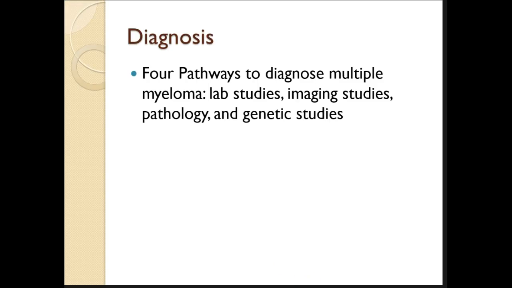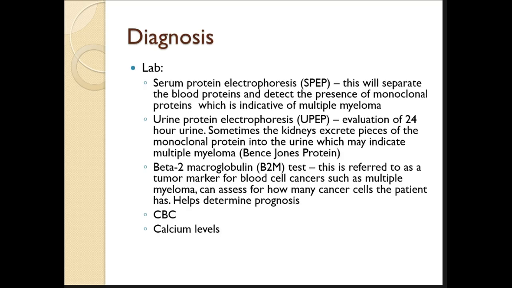There are 4 pathways to diagnose multiple myeloma. We do our lab studies, imaging studies, pathology, and our genetic studies. In our lab, we look at our serum protein electrophoresis, which separates out the blood proteins and detects the presence of monoclonal proteins, which is indicative of multiple myeloma. A urine protein electrophoresis can also be done where we do a 24-hour urine. This is where the kidneys will excrete pieces of the monoclonal protein into the urine, which may indicate multiple myeloma, and this is where you see your Bence-Jones proteins.